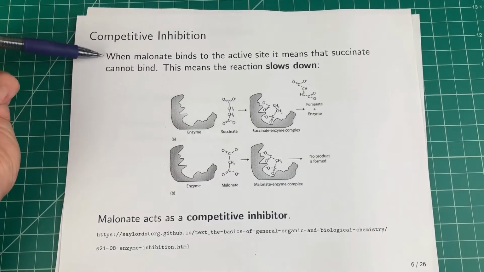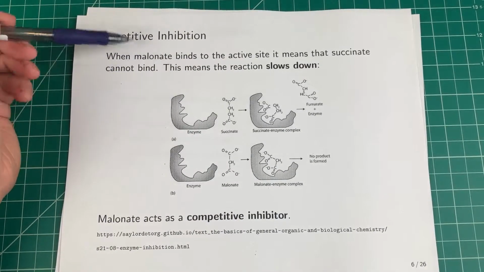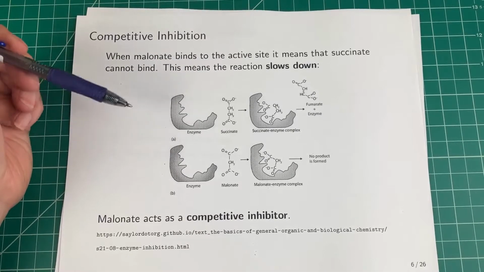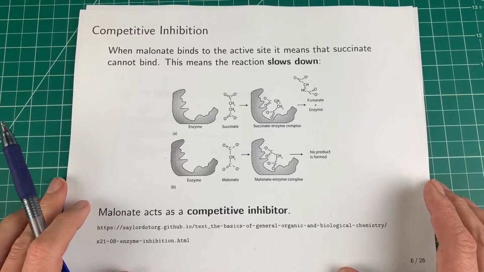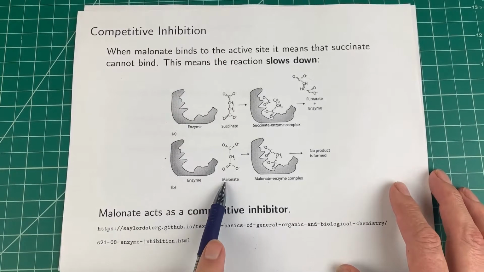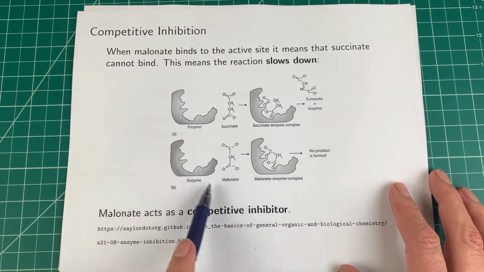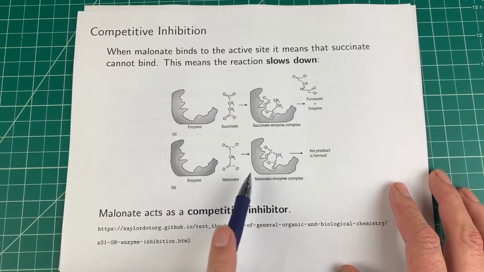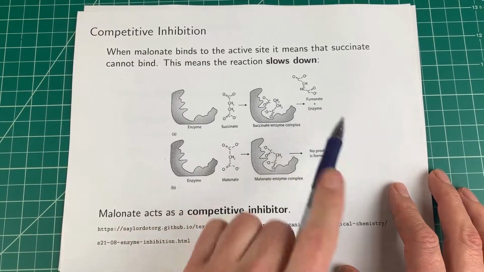Okay, so as I say here, when malonate binds to the active site, it means that succinate cannot bind. This means the reaction slows down. This is an example of a competitive inhibitor. Right? So malonate is an inhibitor, and it does so by competing with succinate for the active site. The key thing is, of course, that malonate doesn't result in any product. Only succinate results in the product fumarate.